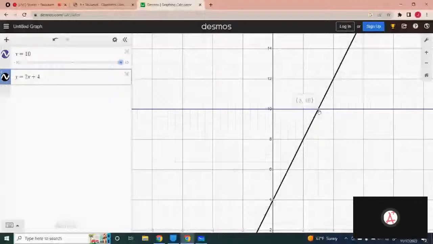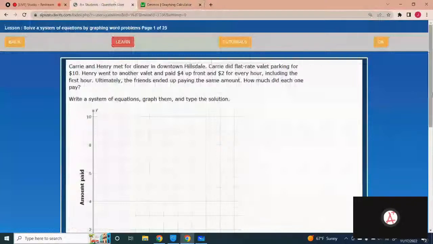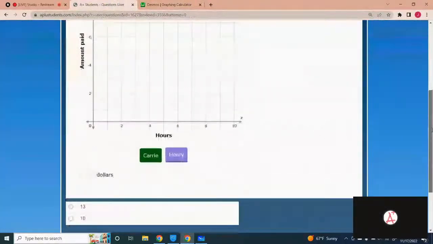Just look at their point of intersection. Their point of intersection is 3 and 10. X is 3 and y is 10. Got it? So the solution for the question is 3 and 10.